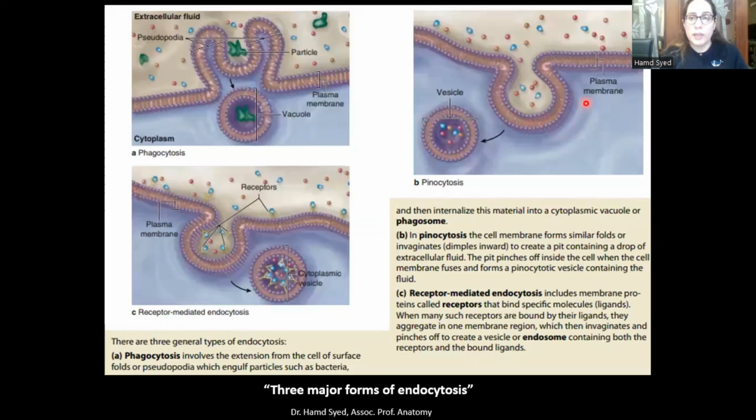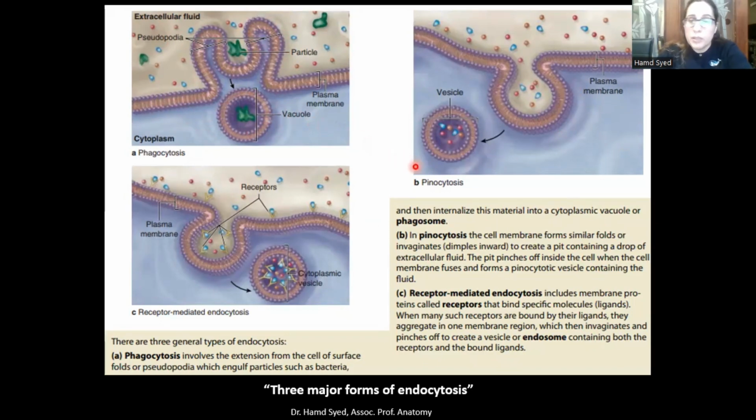Here are the different mechanisms by which the substances can be transported across the plasma membrane. So here in diagram A, you are looking at phagocytosis. Now, what happens in phagocytosis is that the plasma membrane throws out these projections or finger-like extensions known as pseudopodia for engulfing or taking in bacteria or other particles and internalizing it into a membrane-bound structure which is known as a vacuole. Also, it is called phagosome.